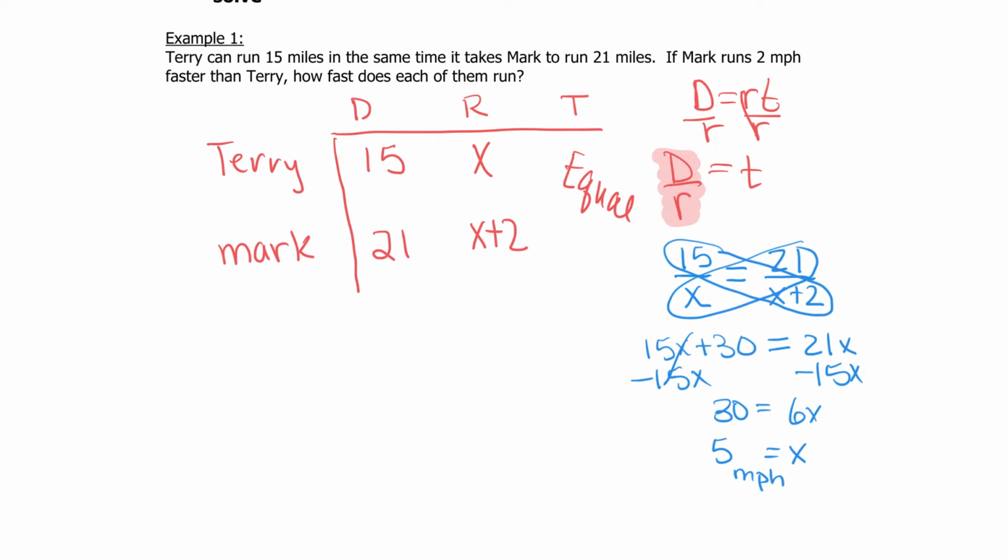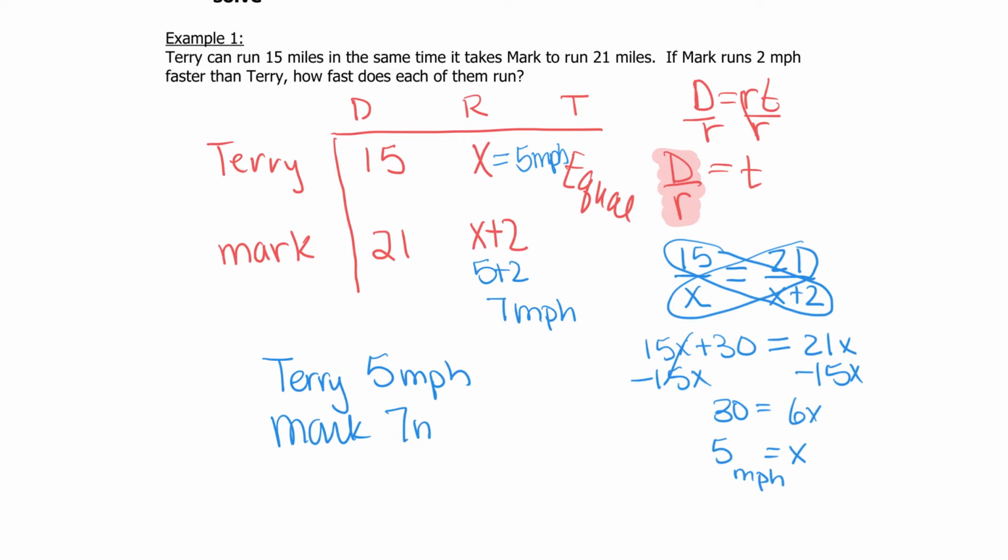Now remember, X is what Terry runs. And then to get Mark's, we would just have to do 5 plus 2. And so Mark runs 7 miles per hour. And that would be your answer. So Terry runs 5 miles per hour, and Mark runs 7 miles per hour.